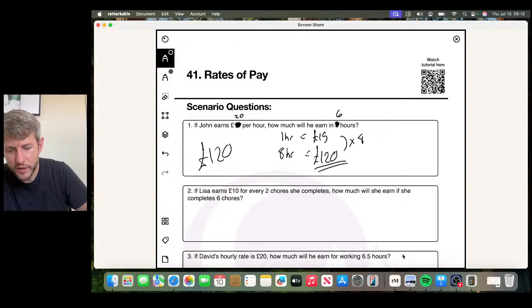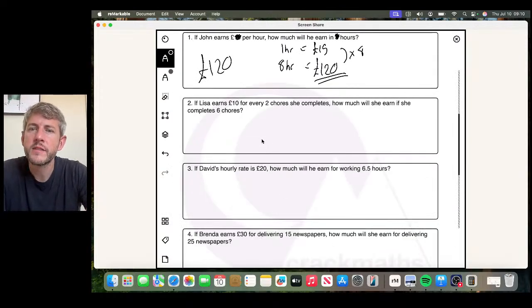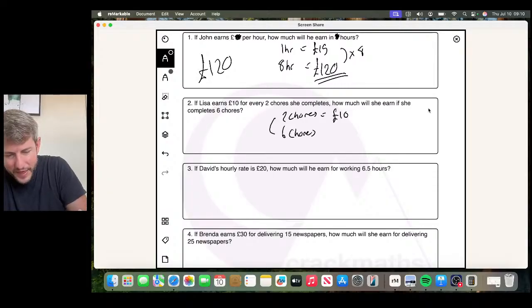Question 2. If Lisa earns £10 for every 2 chores she completes, how much will she earn if she completes 6 chores? This is interesting. So 2 chores equals £10. 6 chores, well, that's going to be that times 3. So that will be this times 3, so that will be £30.